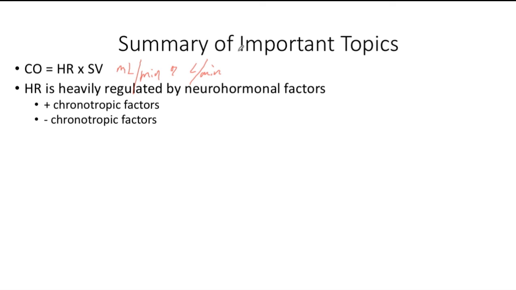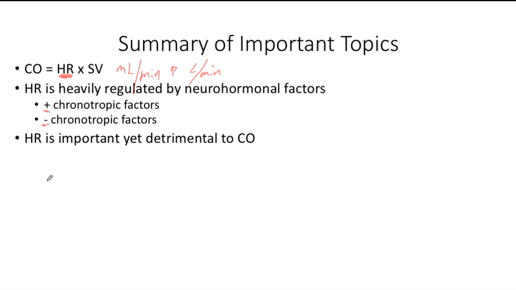It is heavily regulated by neurohormonal factors through positive and negative chronotropic factors. Because remember, if we want to increase our cardiac output by increasing heart rate, we need the nervous system and the endocrine system to help us with this. Remember, the sympathetic nervous system would act as a positive chronotropic factor, and the parasympathetic nervous system would act as a negative chronotropic factor. All right. Fight or flight increases heart rate. Rest and digest through the parasympathetic nervous system causes a decrease in heart rate.